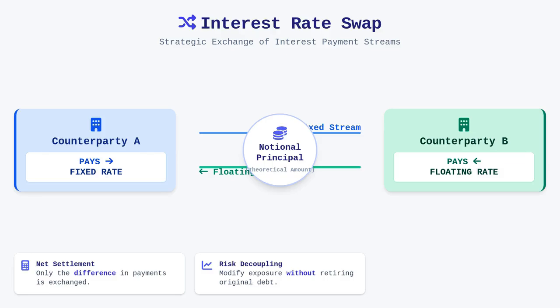By decoupling interest rate risk from the underlying asset or liability, firms can effectively reposition their duration and sensitivity to market movements.